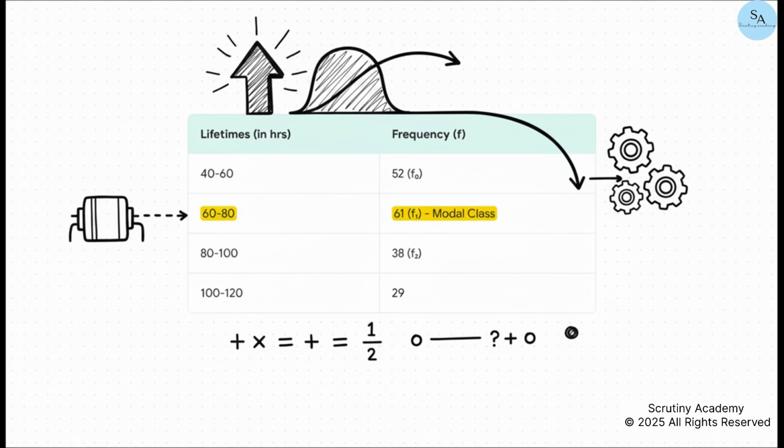That means our modal class is 60 to 80. So simple. And now that we have that, the rest is just picking out the pieces. Our L is 60, the frequency before it, F0, is 52, and the one after, F2, is 38. You just pop those into the formula and you're golden. See? It's really not that bad.